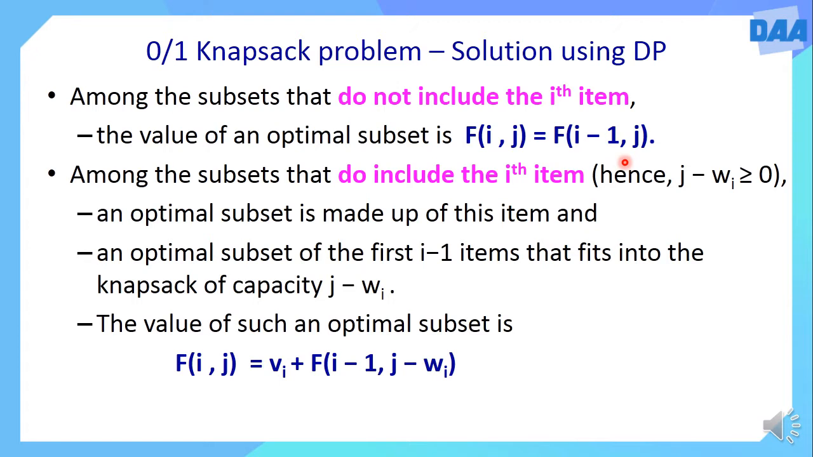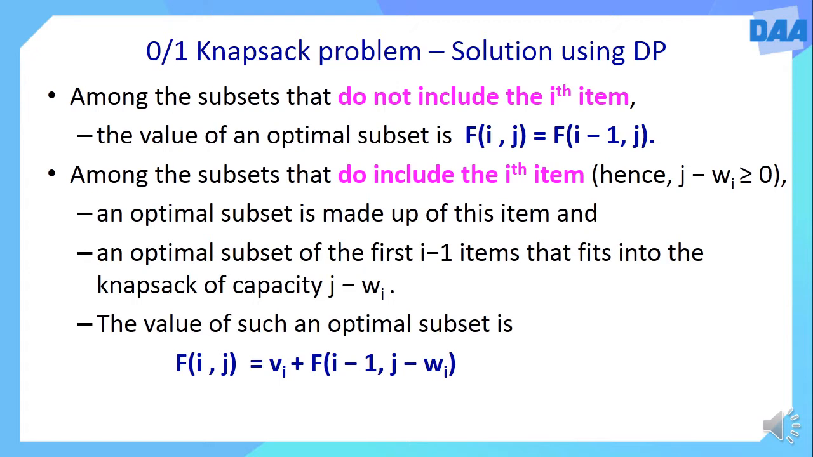The other case is, suppose the subset includes the ith item. Then f of i,j is equal to the value of the ith item plus the value of the knapsack before filling the ith item. Before filling the ith item, the value of the knapsack is f of i minus 1, comma, j minus wi, where wi is the weight of the ith item.